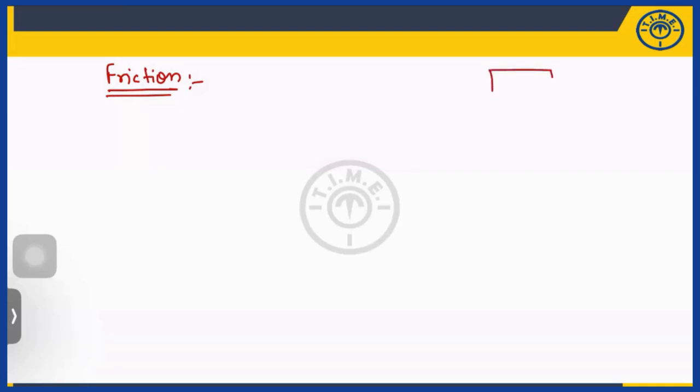For example, this is a block which is resting over this surface. Now I am applying some force. This surface has some coefficient of friction. What will happen? This surface will try to resist this force. That force is nothing but friction. There is a relative motion because this surface is at rest and the block is moving with some velocity. So whenever there is relative motion, friction will retard that motion.